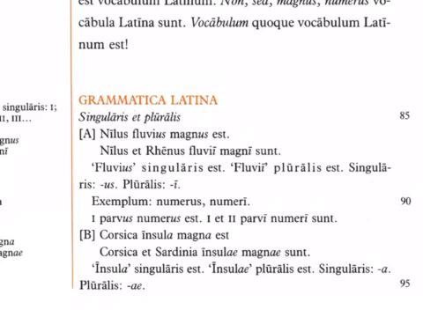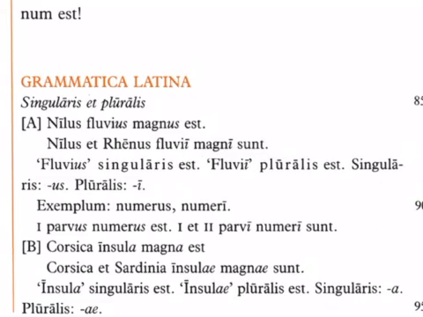All right. So, singularis et pluralis, singular and plural. Nilus fluvius magnus est, the Nile is a big river. Okay. Notice it says Nile, river, big, is, if we follow the word order of the Latin. But we want to change that around because English likes the verb in the middle. Latin has est at the end.